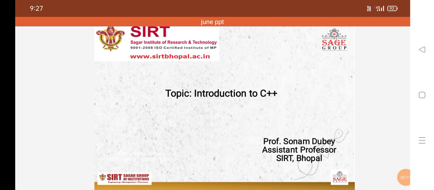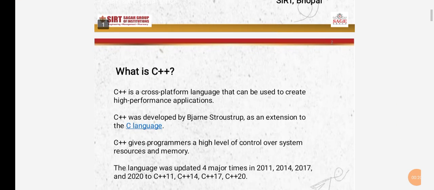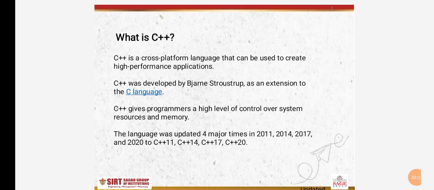Now, today I am giving the introduction of C++. What is C++? C++ is a cross-platform language that can be used to create high-performance applications. C++ is a language introduced after the C language, developed by the scientist Bjarne Stroustrup as an extension of the C language.